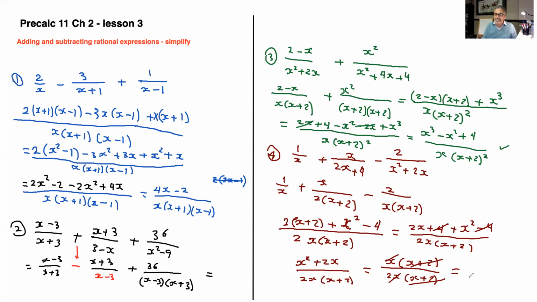Lots of students, they say this equals 2. No, it doesn't. It's 1 over 2 because you have 1 left over when you reduce, so 1 over 2. This is your final answer.